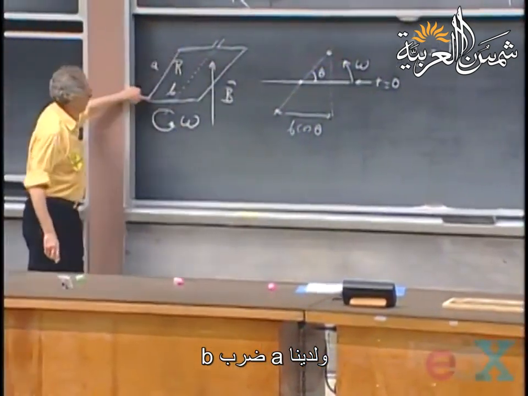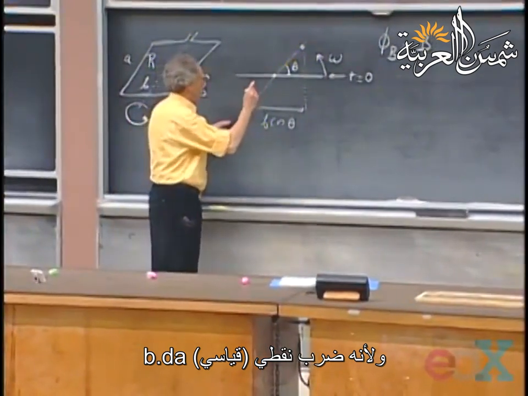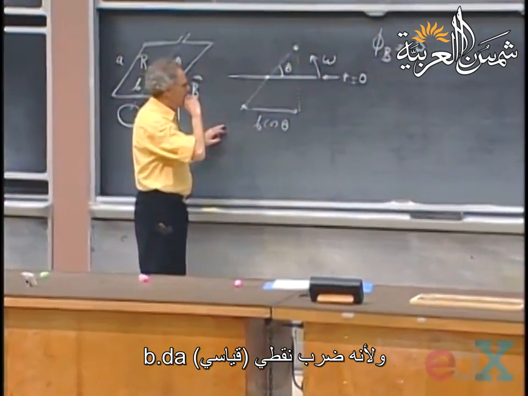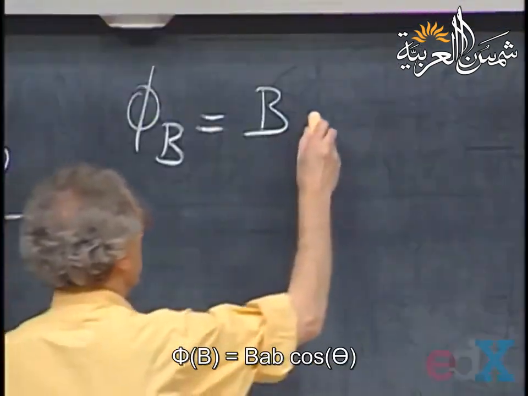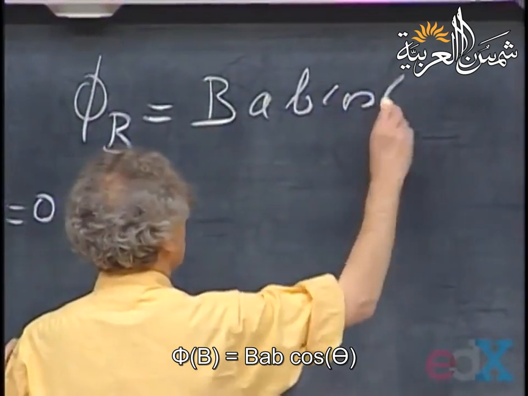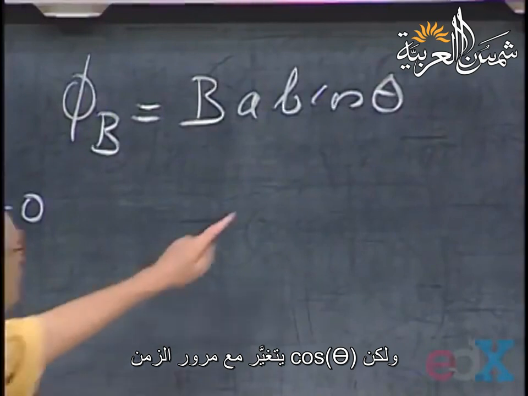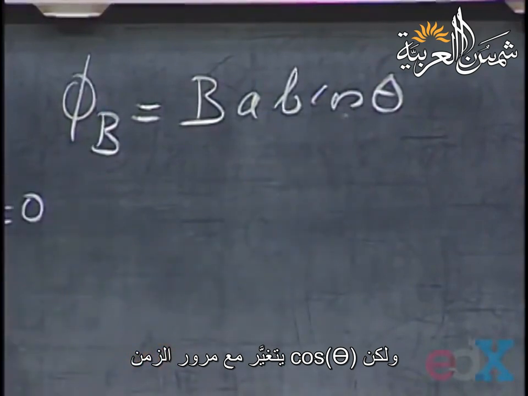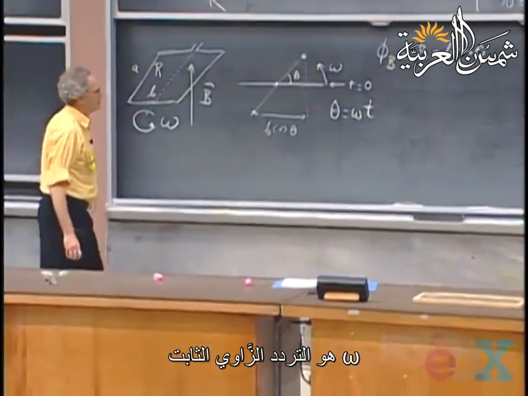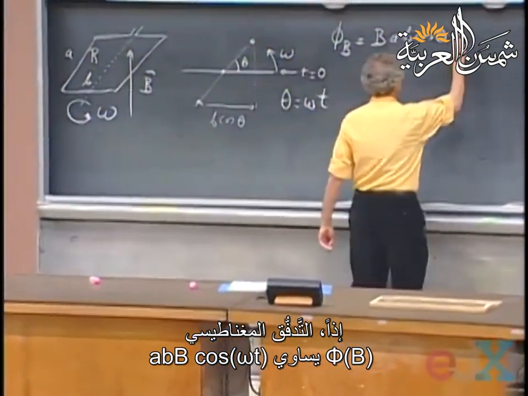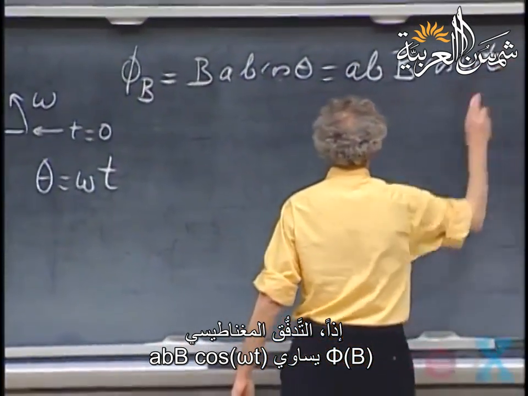And we have A times B, but remember, since it is a dot product between B dot dA, then you get the cosine theta in there, so you get A times B times cosine theta. So that's the flux. But cosine theta is changing with time. Theta is omega t, constant angular frequency omega. So the magnetic flux is A B B cosine omega t.